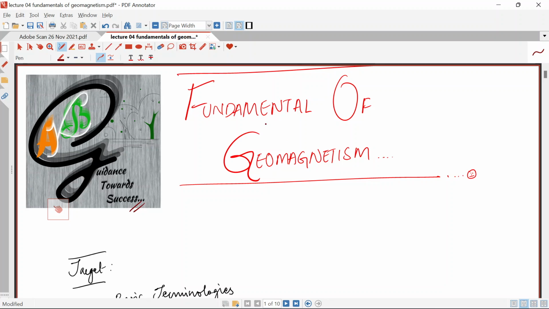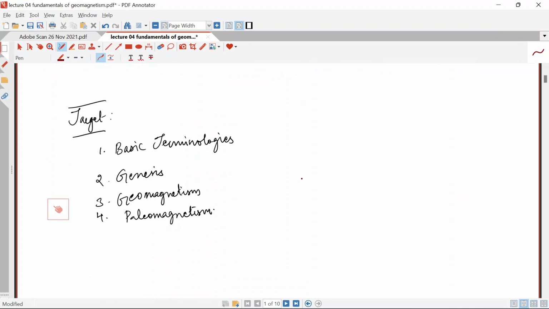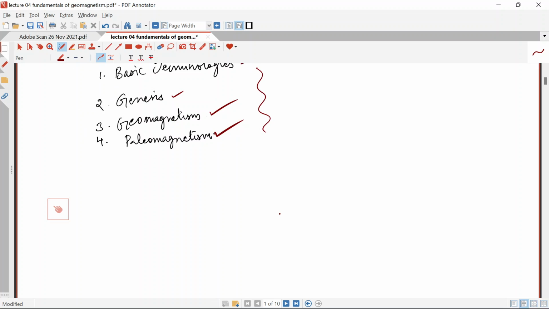Today we are going to learn about the fundamentals of geomagnetism. So let's see what our today's targets are, and we'll get into our topic. The first target: we are going to learn about the basic terminologies, and then we are going to see the genesis of earth magnetism, and then we are going to learn what geomagnetism actually is, and then we'll see what paleomagnetism is. So these are our today's targets, and let's get started.